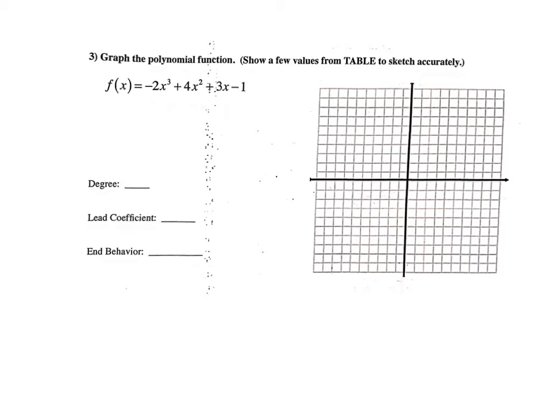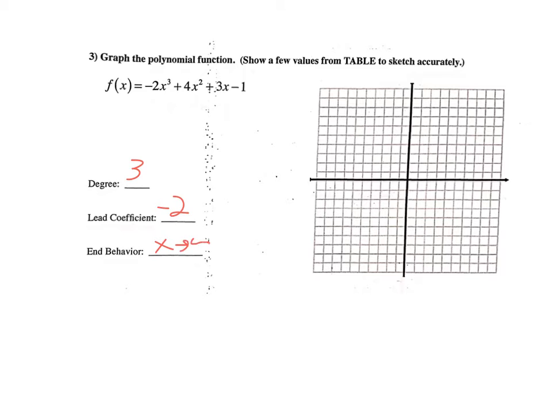Number 3 says graph the polynomial. Use a table from your calculator to help you sketch it accurately. There's also 3 questions there. The degree, first of all, remember that's your biggest exponent. The degree is 3. Your leading coefficient's negative 2. That's important. Your end behavior means this.